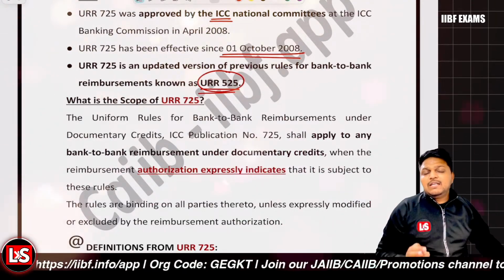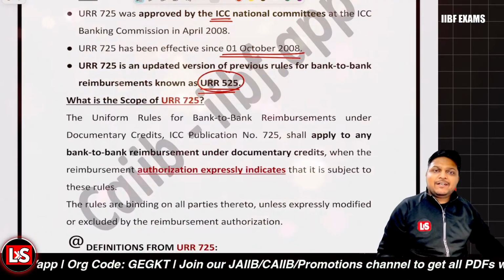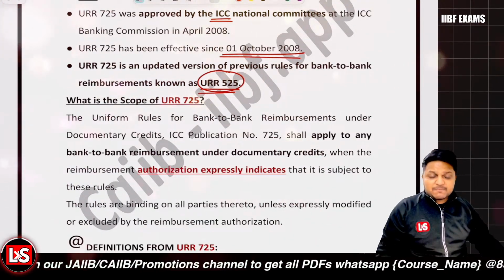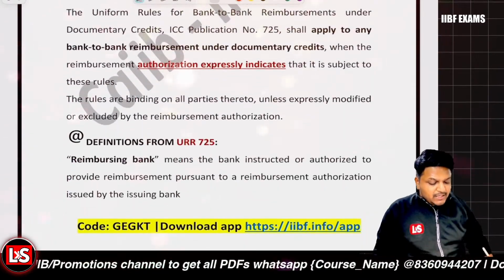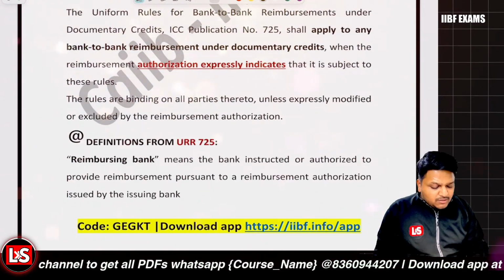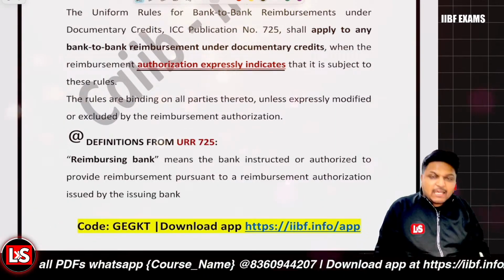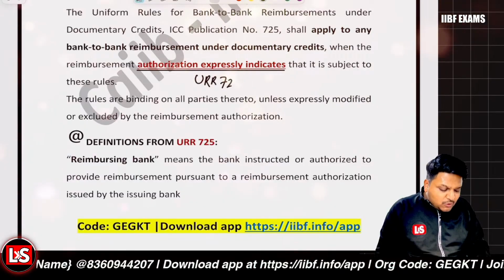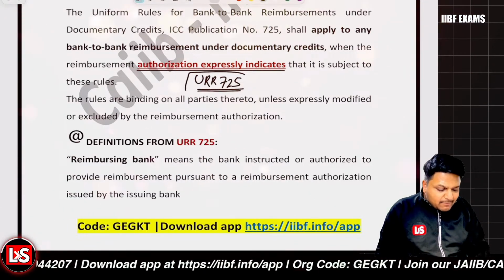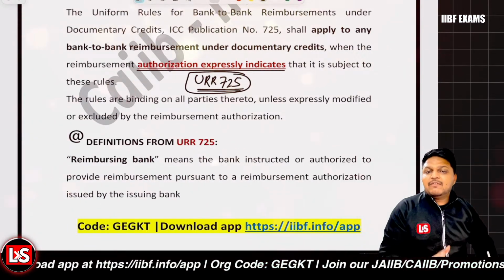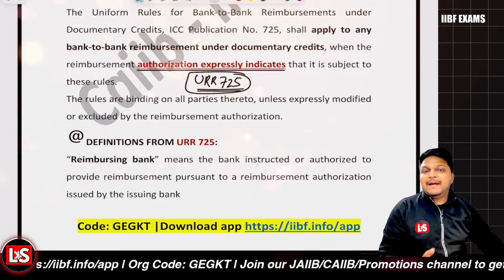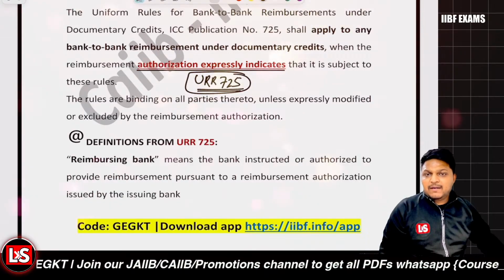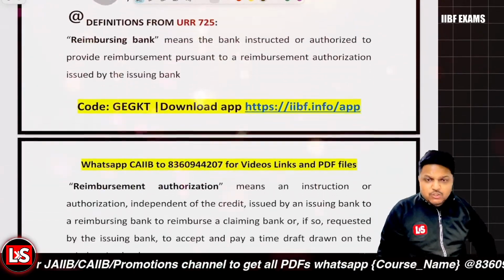So whatsoever reimbursements are going from bank to bank, those will be dealt with by it. And specifically, it should be expressly indicated on the credit. Only then these rules will be applicable. Like it will be mentioned on the letter of credit that the URR 725 rules will be applicable. Only then it will be applied, otherwise not. And further, once it is mentioned, it will be binding on all the related parties.